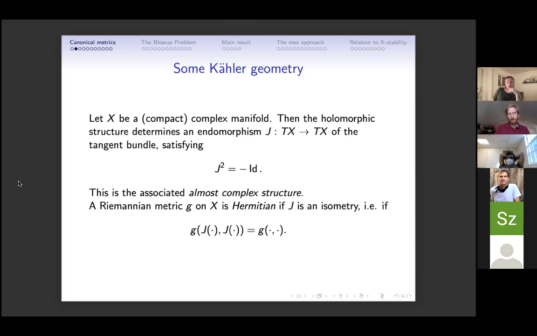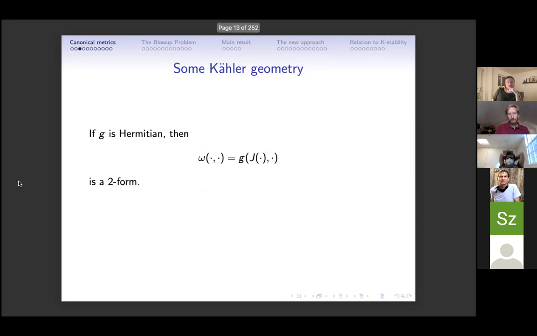And whenever you have a Hermitian metric, you can produce a two-form from it by just putting J into one of the slots instead of both of them. And it's a quick computation to show that this then implies that this omega that you get from that is a two-form. And the metric is called Kähler if this is a closed two-form. So if this omega satisfies that d omega is equal to zero. So we're interested in Kähler metrics in this talk.